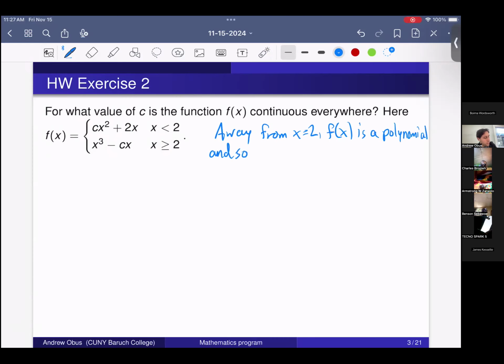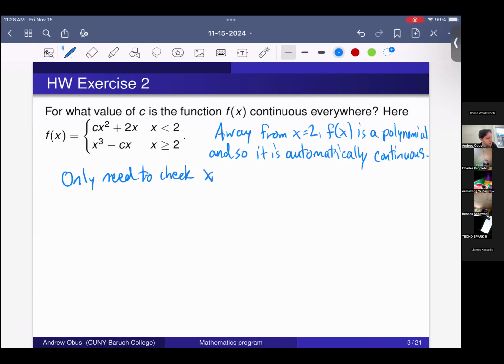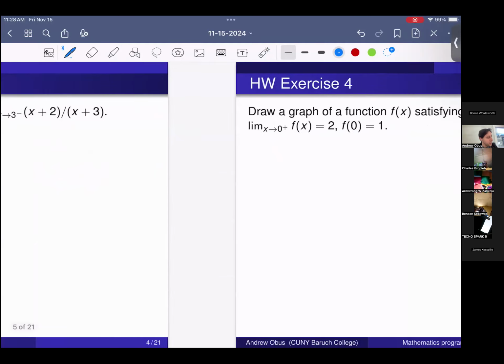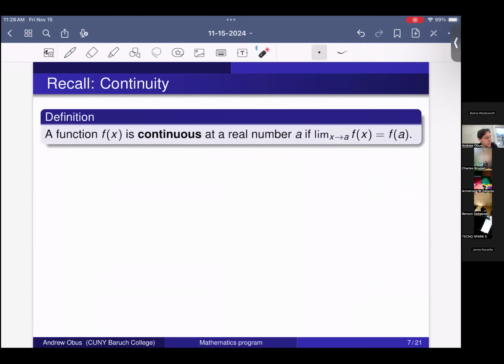And so it is automatically continuous. Okay, so we only need to check x equals 2, right? And so in particular, we need to remember the definition of continuity over here. The function is continuous at 2, let's say, if the limit as x approaches 2 of f of x is equal to f of 2. So we need to evaluate f of 2 and figure out which values of c actually give the correct limits.